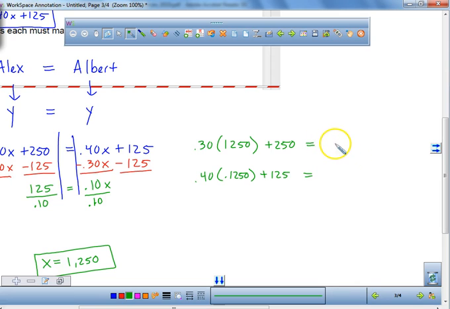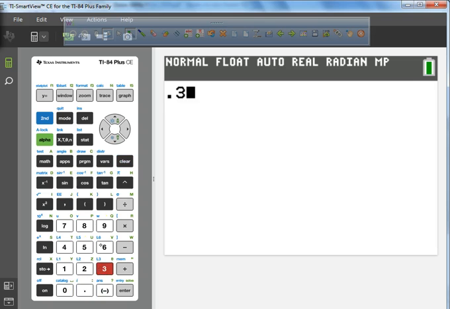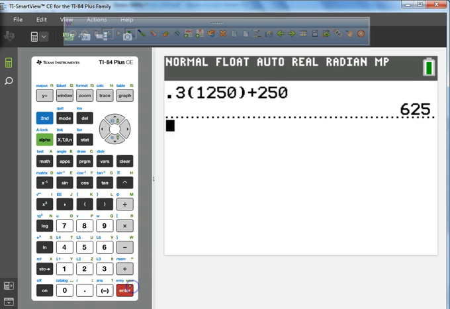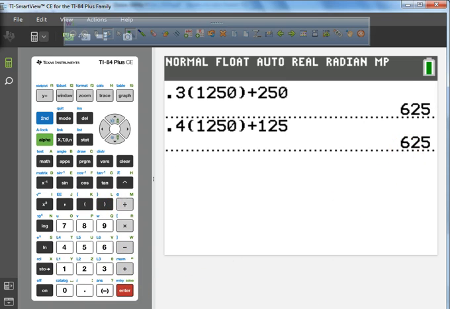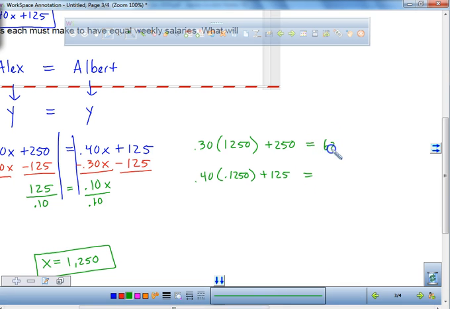It's not going to be negative, I'll tell you that much. All right, here we go. 0.3 times 1250 plus 250 is 625. If I do 0.4, which is 40%, that's also 625. There we go. So how much did they make? They both made $625.